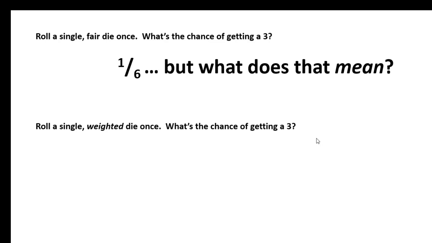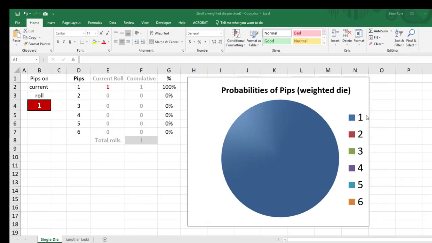I'm going to roll a 6-sided die in Excel that has been weighted. In other words, it's not fair. Let's take a look. Okay, so now this is going to look just like the previous pie chart. We're going to reflect 1, 2, 3, 4, 5, 6. Still a six-sided die. The die still has 6 faces, although it's been weighted in a certain way.